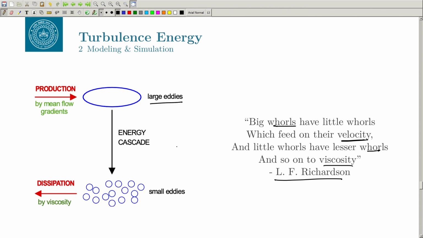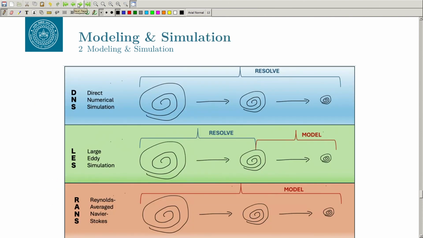You have the largest eddy, you have the smallest eddy, there is energy cascade in between, and then there is dissipation happening, with the production happening because of the mean flow here. Okay, and this picture again is very important, how the energy cascade works, and when we talk about the K epsilon turbulence model, we will look into this picture again.